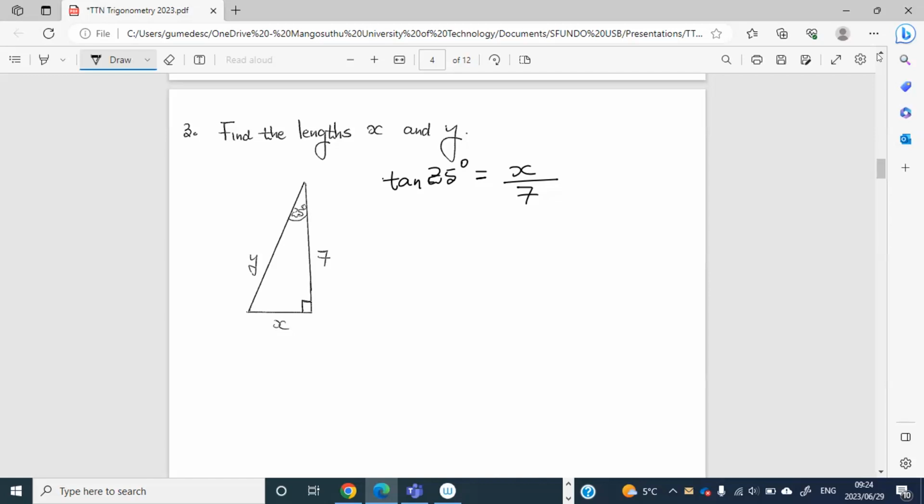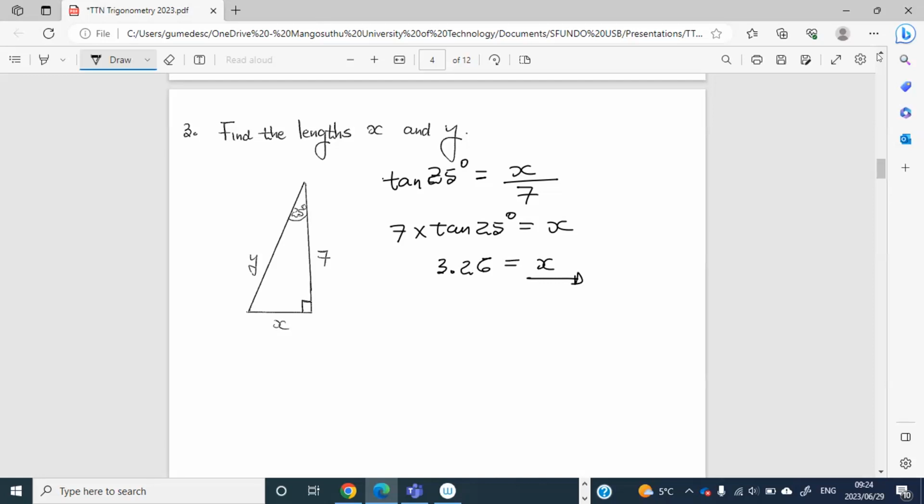And then when we cross multiply, or multiply by 7 both sides, we'll have 7 times tan 25 degrees equal to x, right? And then we can evaluate 7 tan 25. I'm getting 3,26 equal to x, right? Or x equal to 3,26. That is how we found x.